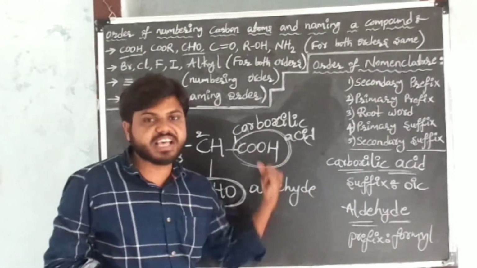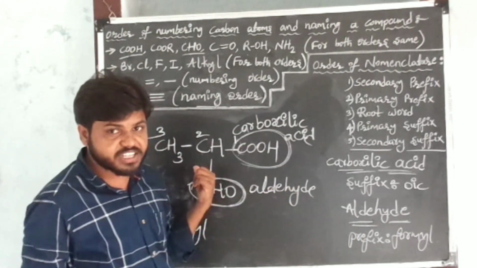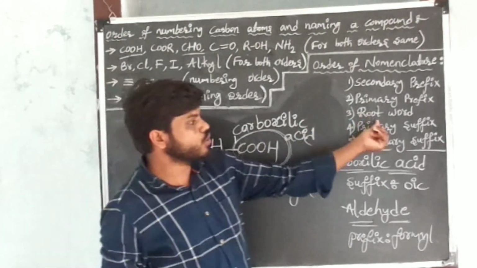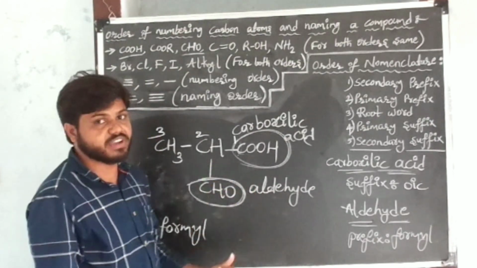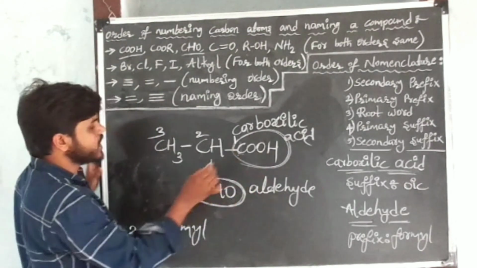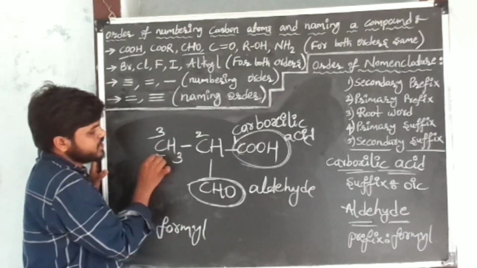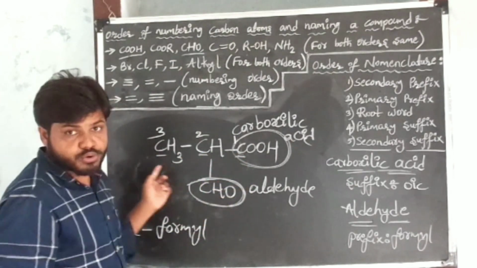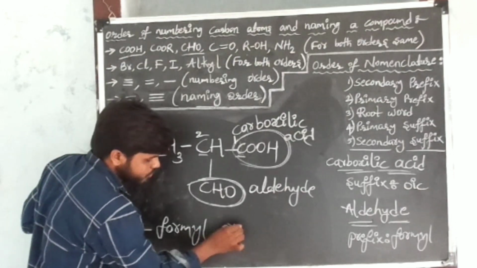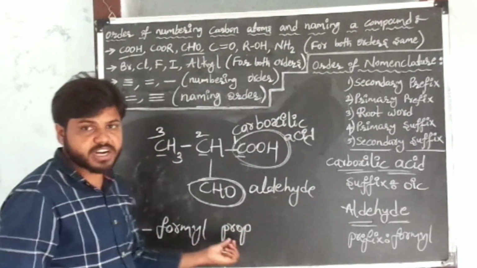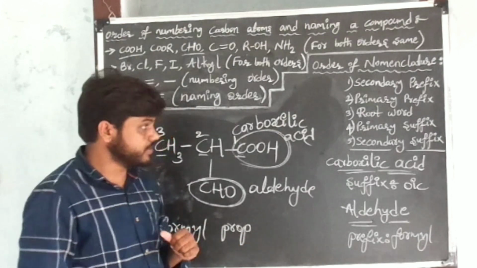Now after writing the prefix of aldehyde, go to the primary prefix. Primary prefix here is what? Cyclic. Cyclic is not present in the given carbon compound. Then go to the root word. Root word means the number of carbon atoms present in the given carbon compound. Here how many carbon atoms are there? Three carbon atoms: 1, 2, 3. The root word of three carbon atoms is what? Prop. I have written the root word.